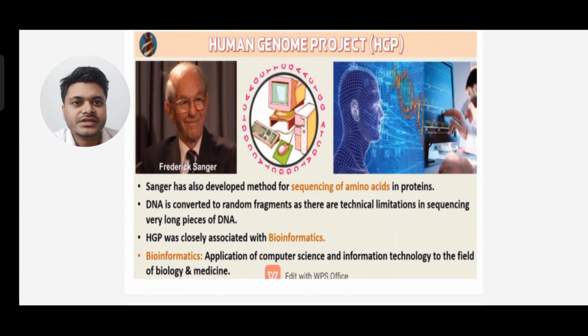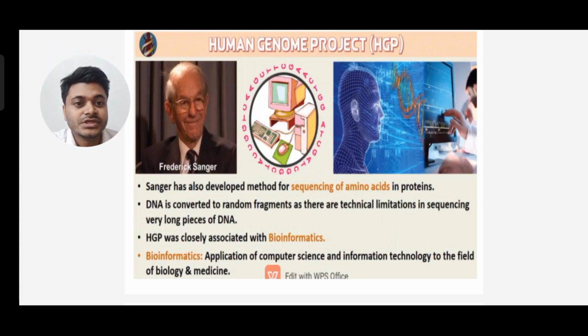Now this is Frederick Sanger. The picture is given on the left hand side. Sanger also developed a method for sequencing amino acids in proteins. DNA is converted to random fragments as there are technical limitations in sequencing very long pieces of DNA.